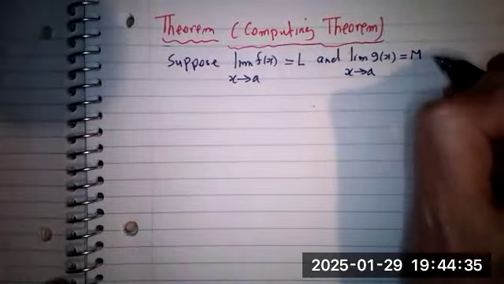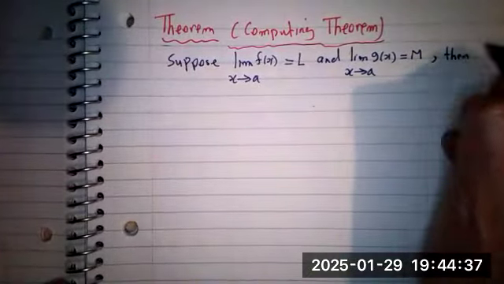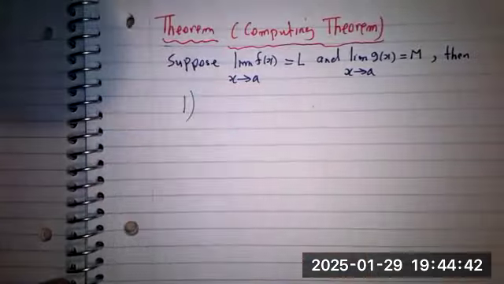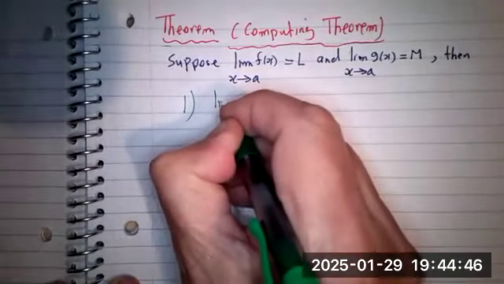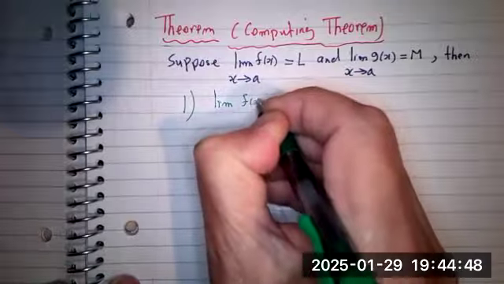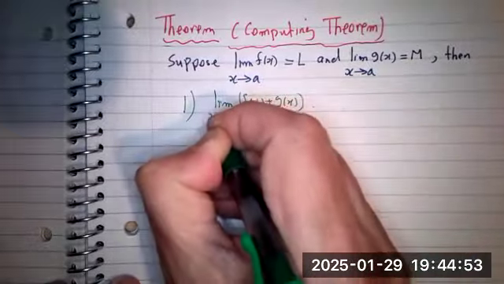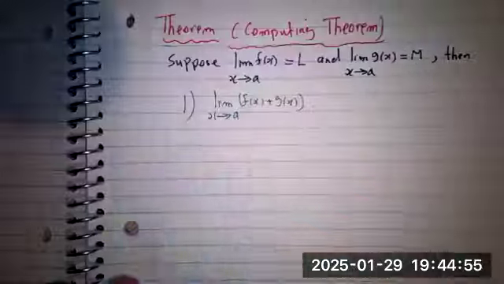Okay, then we are going to have the following. Case one is addition. The limit of f of x plus g of x when x goes to a.